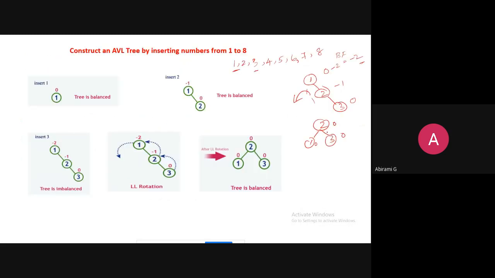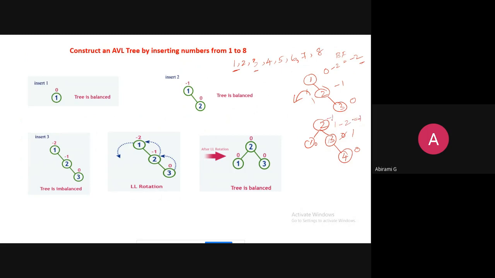Next one. What is the node? We are going to insert 4 here. We have inserted 2, 1, 3. Now we are going to insert 4. Where should 4 come? 4 is greater than 2, so it goes to its right hand side, and 4 is greater than 3, so it goes to the right hand side of 3. Now what is the balance factor? The balance factor of 4 is 0 because its height is 0, and the balance factor of 3 is 0 minus 1, so it is -1. Now the balance factor of 2 is 1 minus 2, which is -1.